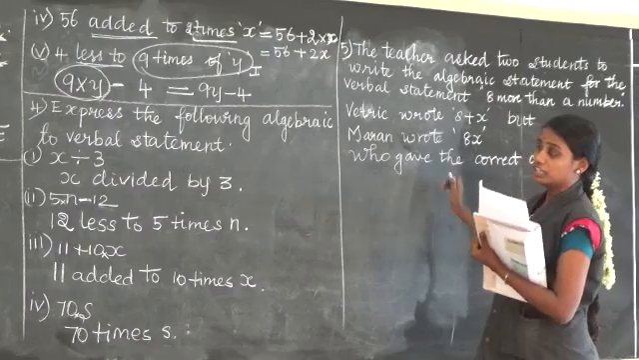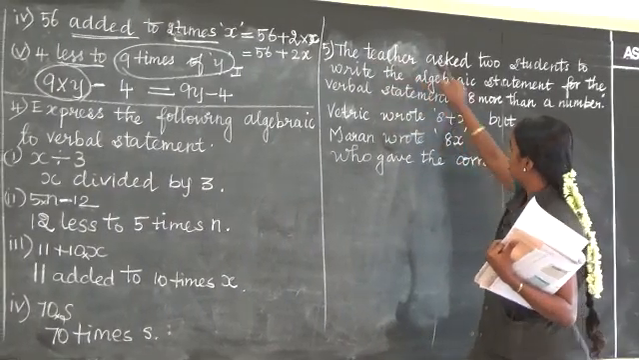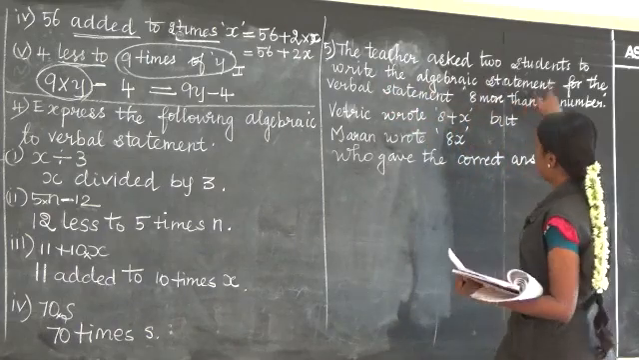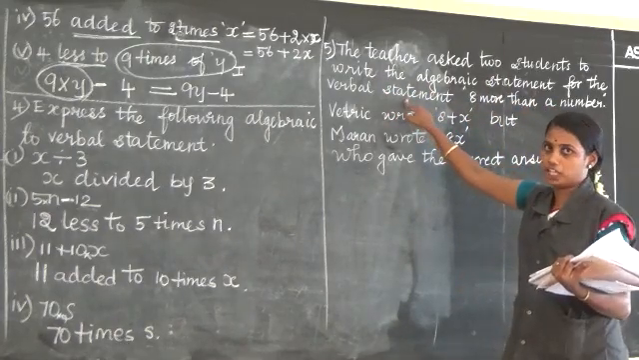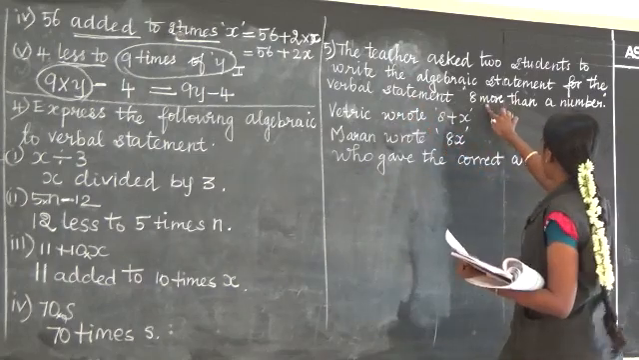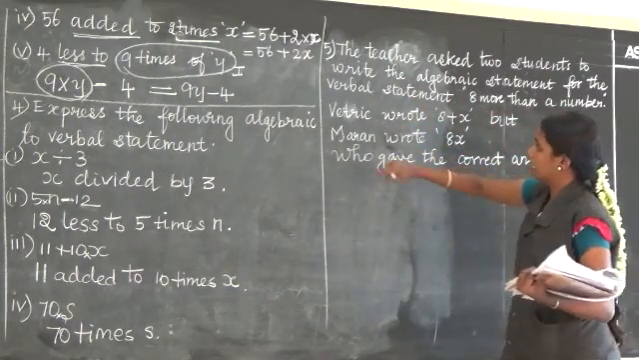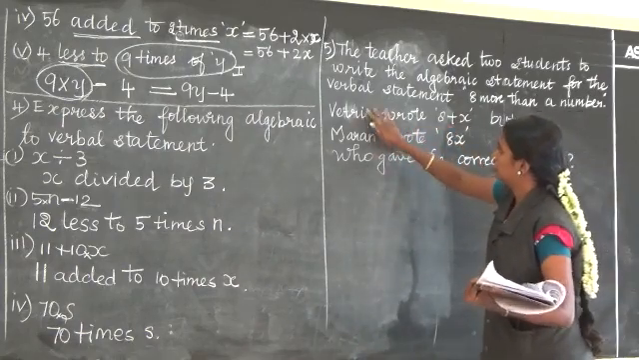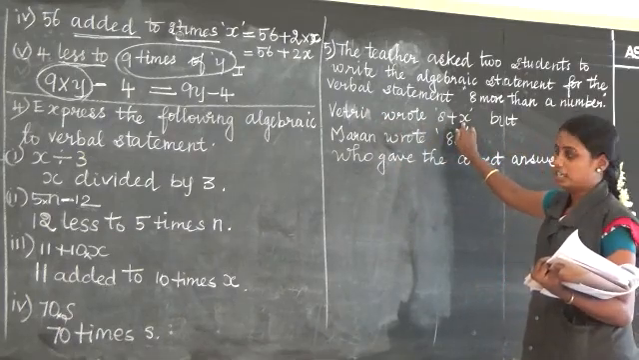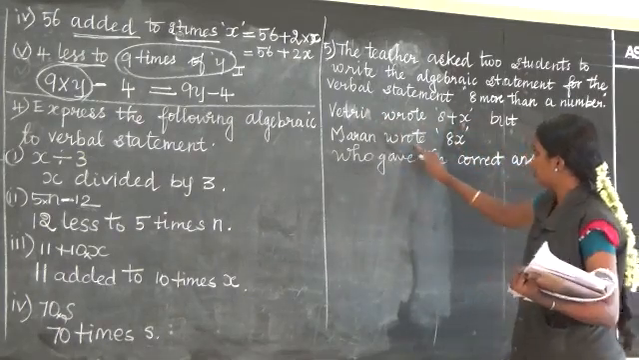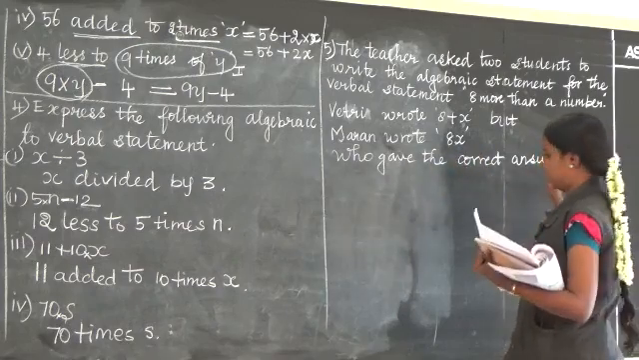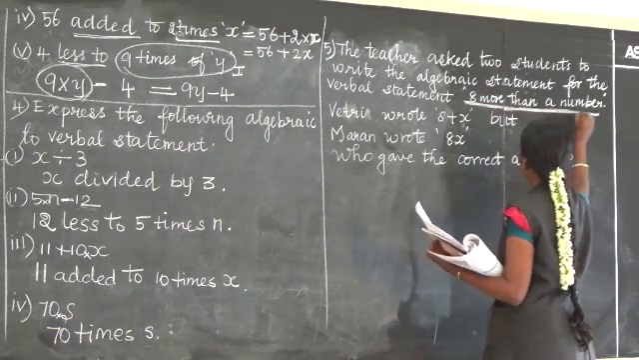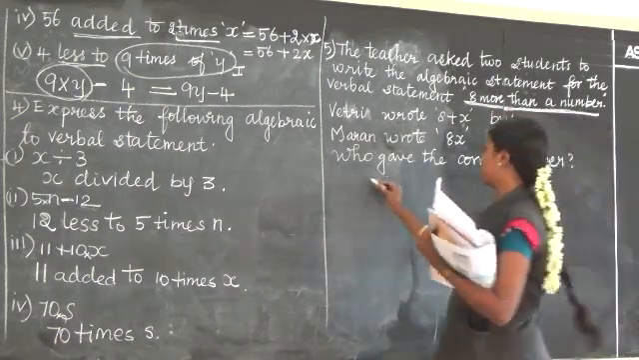Question number 5. Now listen to me. The teacher asked 2 students to write the algebraic statement for the verbal statement. Verbal statement: 8 more than a number. Vetri wrote 8 plus x. But Maran wrote 8x. Who gave the correct answer? Question is 8 more than a number.